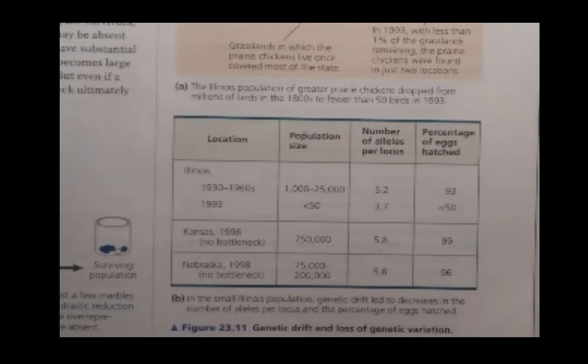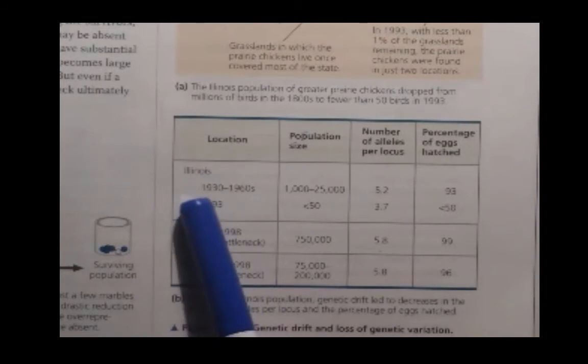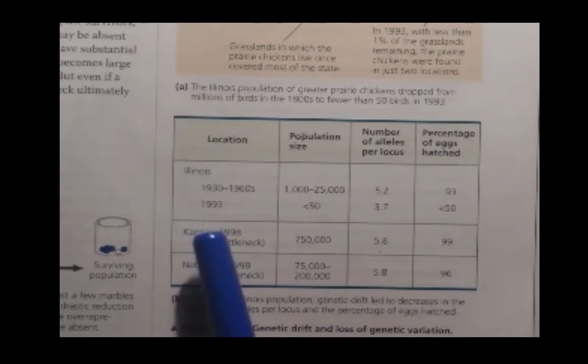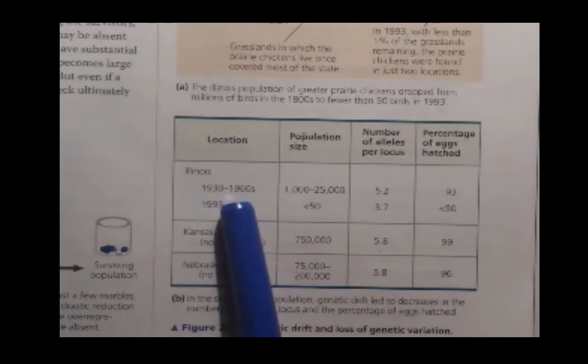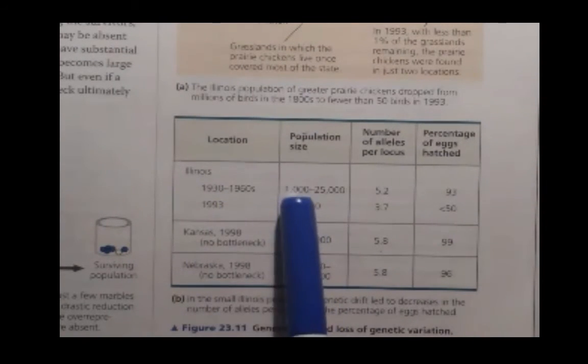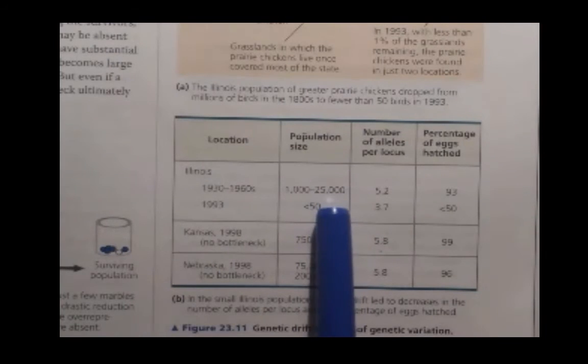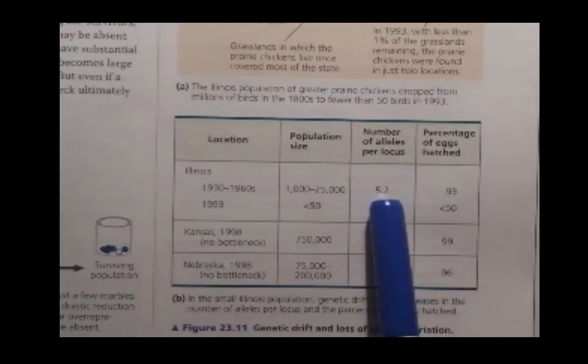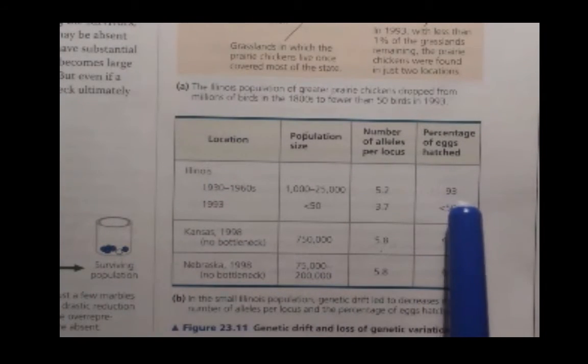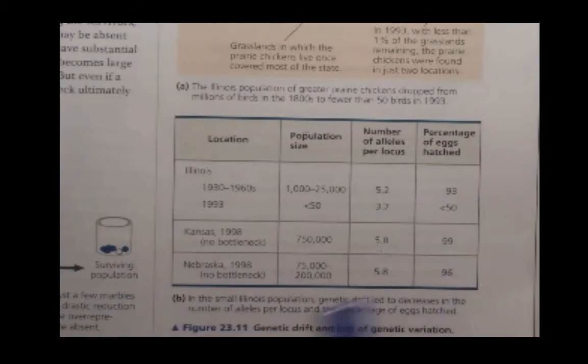So let's look at the numbers now. We can see in the state of Illinois, where we saw this reduction of prairies and the reduction in prairie chickens, that in the 1930s and 1960s we had a fairly robust population of 1,000 to 25,000 over that time period, and the number of alleles in that population was 5.2. The percentage of eggs hatched was quite high, nearly 100% at 93%.